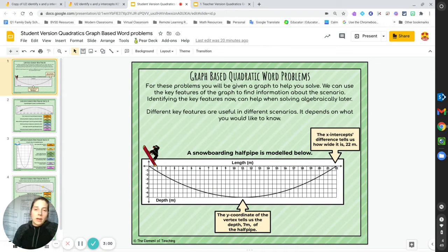The reason that we are talking about the x and y intercepts is because when we look at these quadratic graphs, as we're starting our quadratic lesson, they give us interesting information about the scenarios. So for each of these problems, you'll be given a graph to help you solve. Use the key features of the graph to find information about the scenario. Identify the key features now.